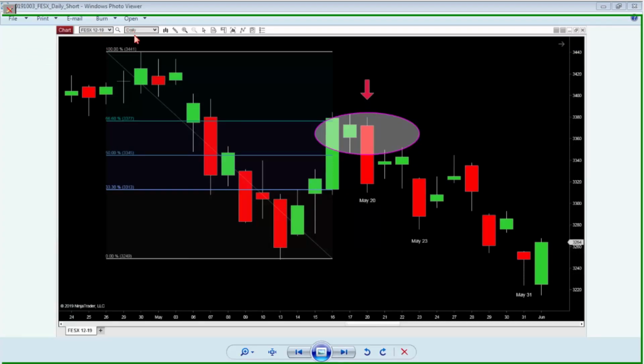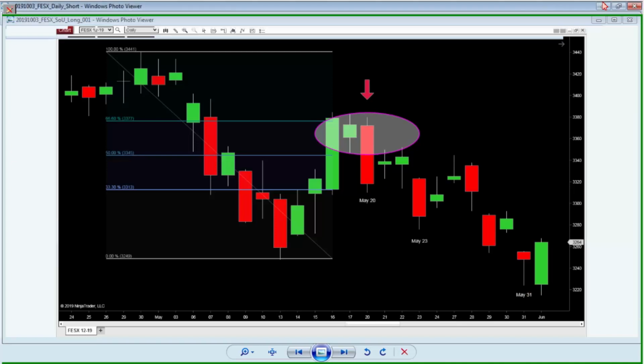This is Euro Stoxx 50 on a daily. On May 20th, this is the same idea. It's a span of urgency. On the 20th of May, the algorithm recognized an opportunity to get short on the daily chart, so scaled way out. May 23rd, May 31st, hit some profit targets.